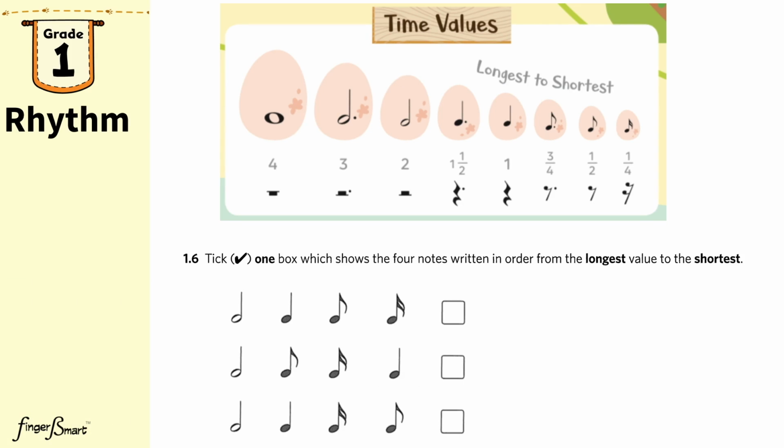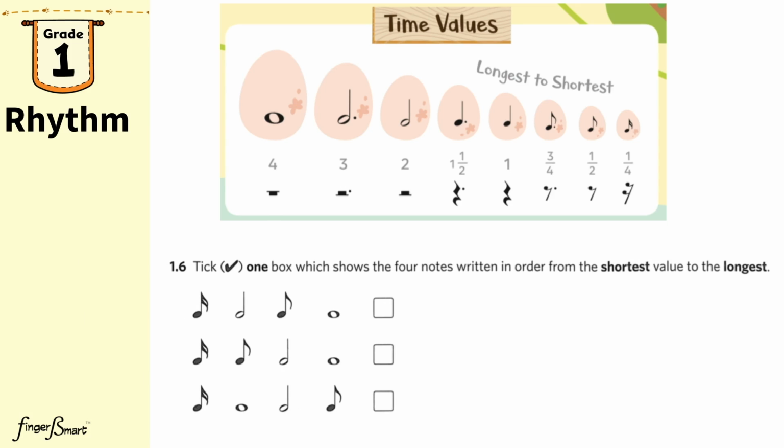Well, you have a minim, a crotchet, a quaver, and a semiquaver. How about we put a star on the notes? A minim, a crotchet, a quaver, and a semiquaver. Now, let's read this from the longest to the shortest and find your answer. You're right. This is your answer. Let's try another question.